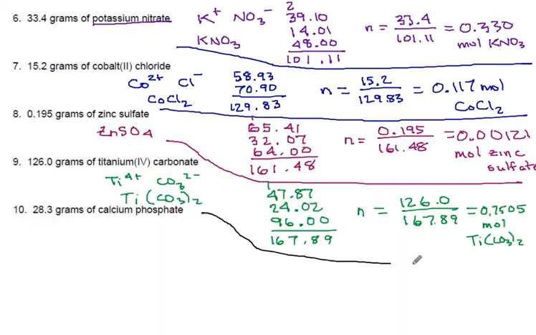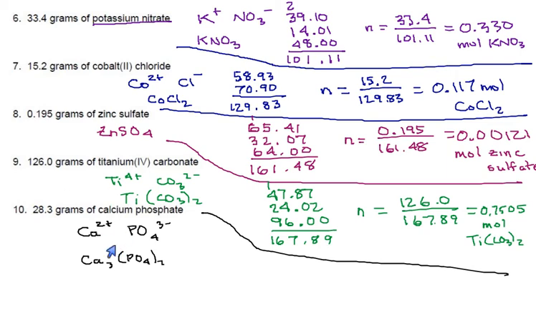And finally, what do they end off with? Calcium phosphate. Calcium's got a +2 charge. Phosphate has a -3 charge. So we get to do that crossover thing, make them both 6s. Ca3(PO4)2 would be our finished formula.